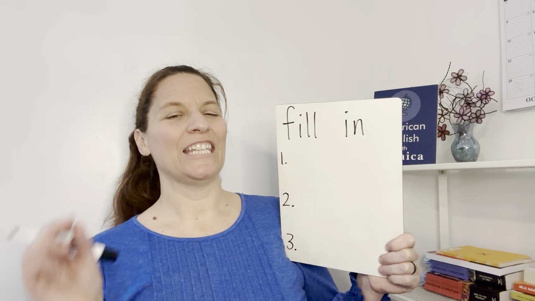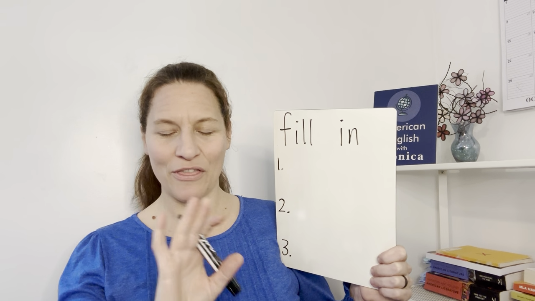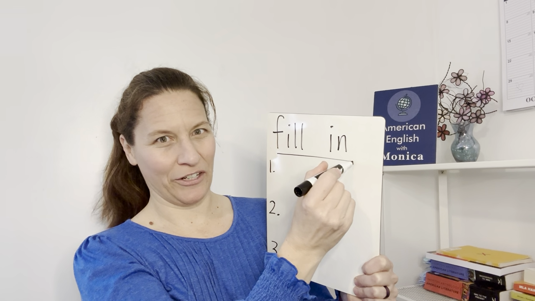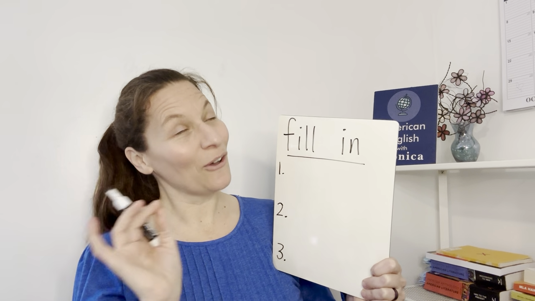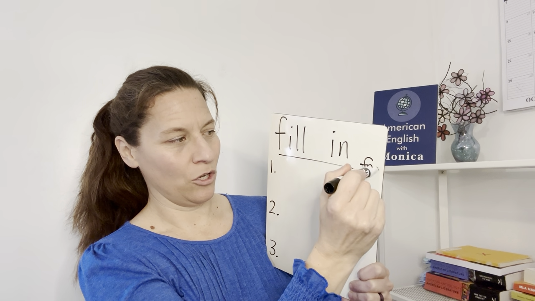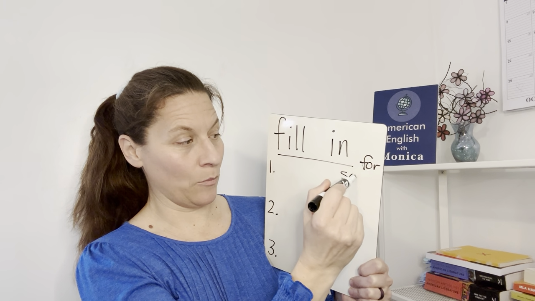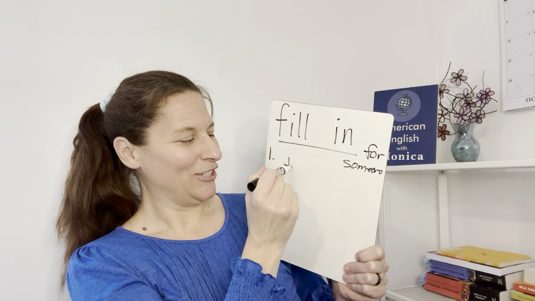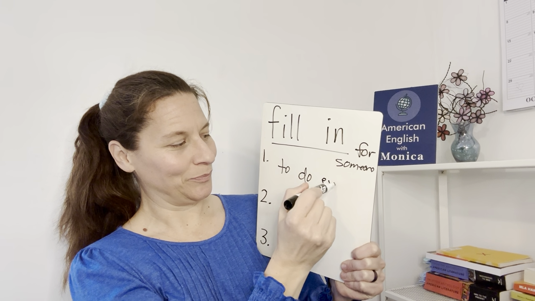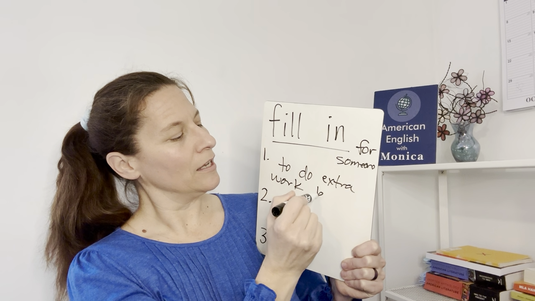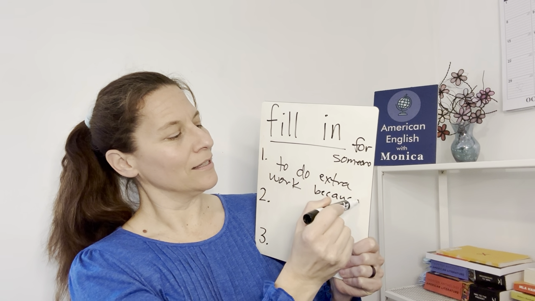Now, for this meaning, we cannot separate the phrasal verb. And we almost always use the preposition for. So, to fill in for someone means to do extra work because someone is absent.